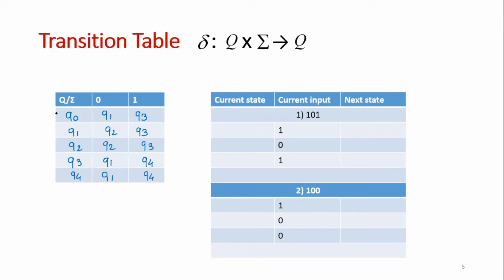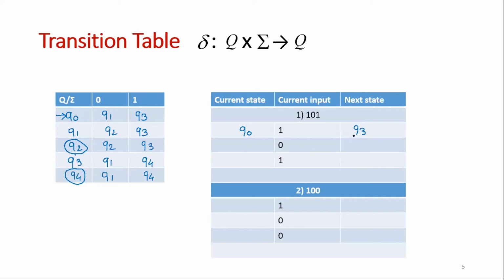So here Q0 is the initial state, and Q2 and Q4 are the final states. Then let us check whether this table or transition diagram will work for the input 101. Here we start with the current state Q0 and the first input symbol, that is 1. So Q0 for 1 will go to Q3.